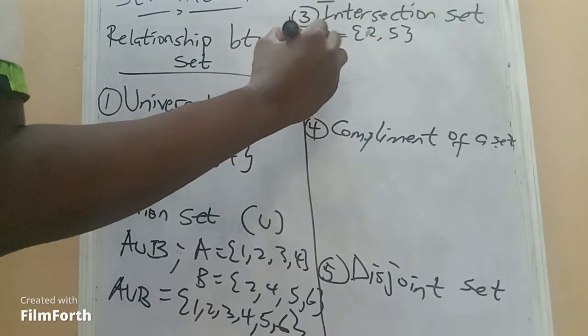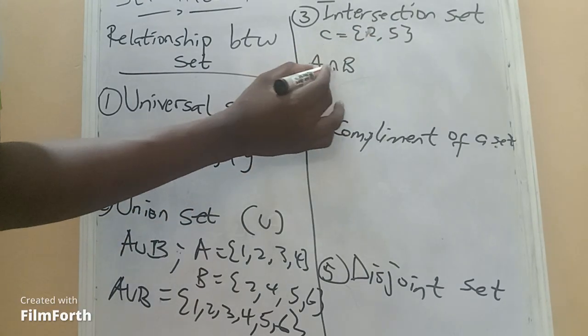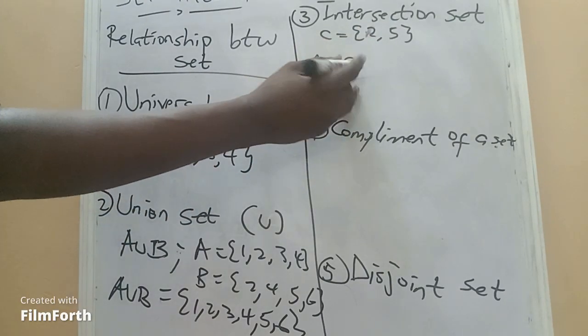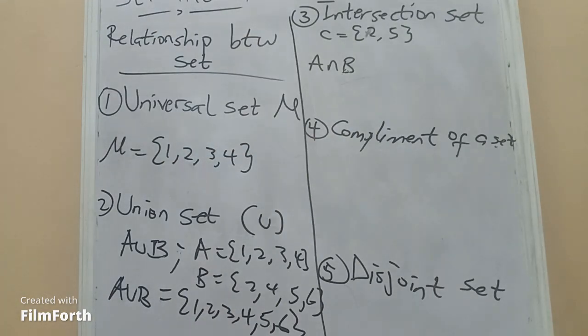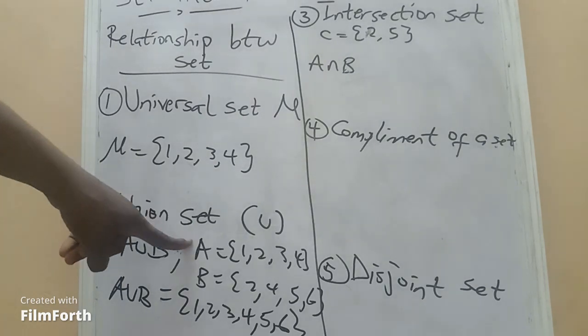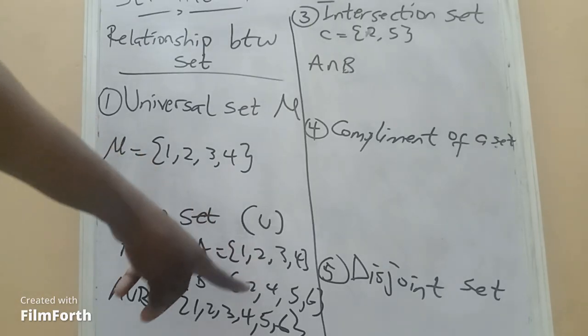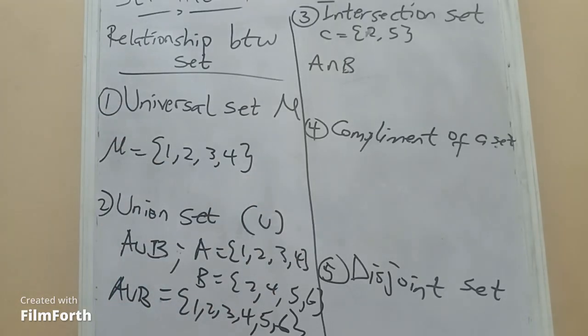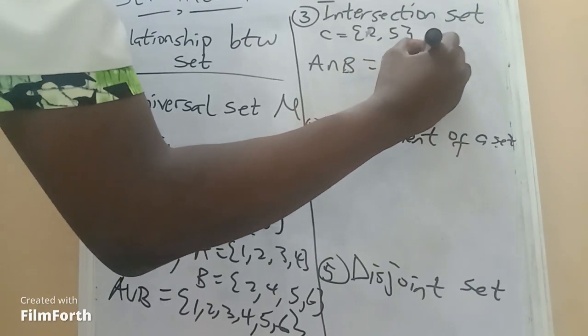Now let's take a first question: A intersection B. The symbol is small n, while for union, it is small u. Now intersection means something common. A intersection B means what is common in A and is also common in B. Looking at it, you have 2 and 4, which are common. So the answer is 2, 4.